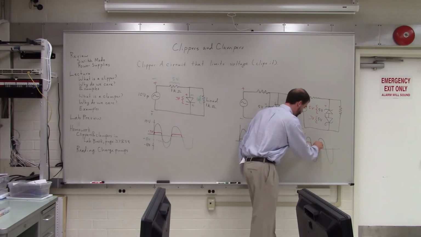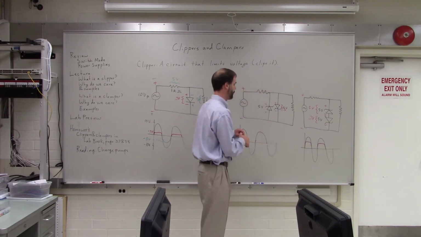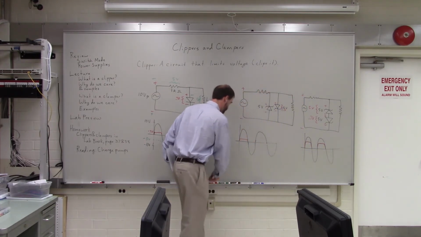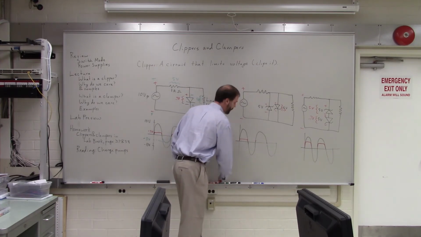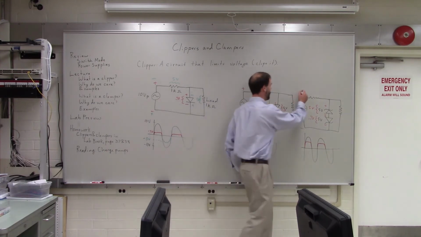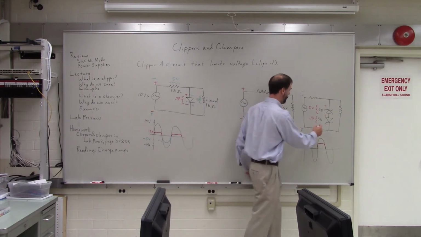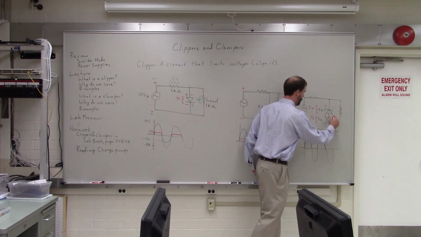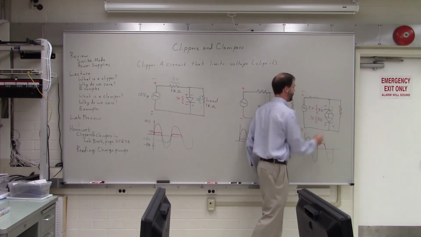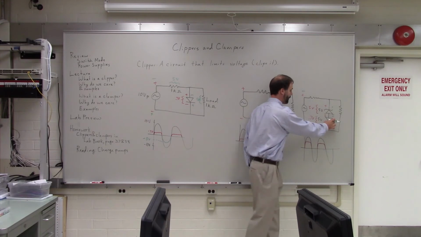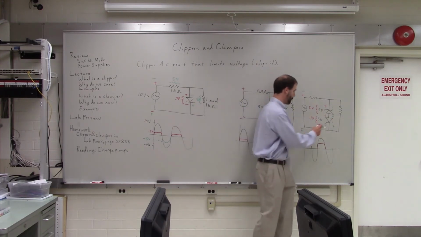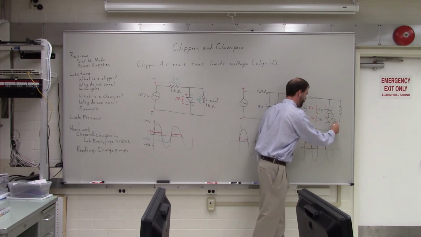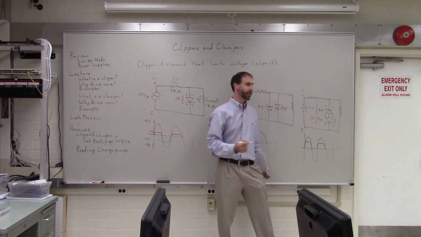Same thing up here. And then when you're negative, you've got a negative voltage up there, positive voltage down there. So it's like that. Is the bottom one forward biased or reverse biased? Reverse biased. So how much voltage does it have across it? 5 volts.